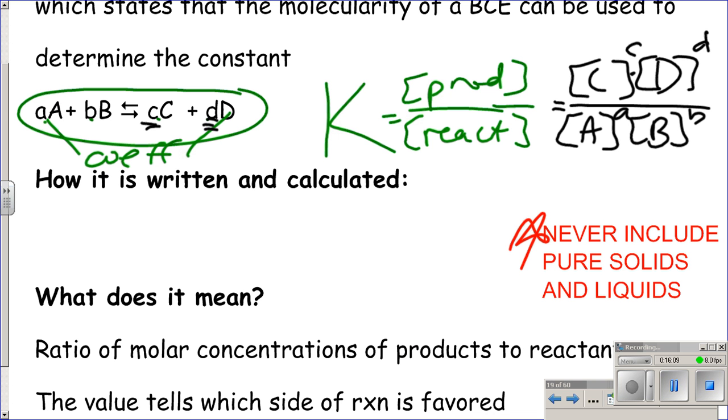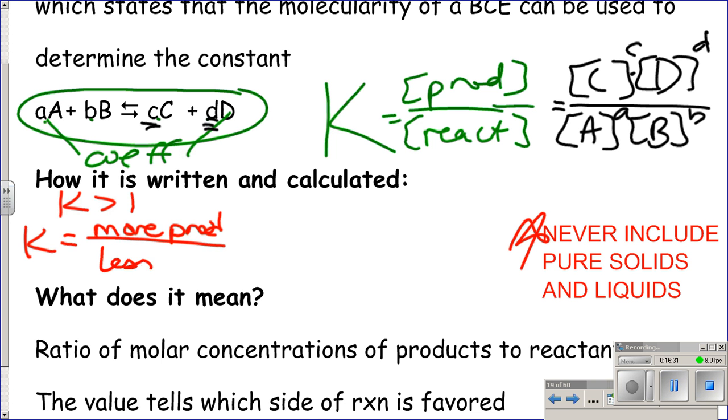So mathematically, this does make sense. You told me K greater than 1 meant who was favored, products or reactants? Products. So for the K value, which is greater, the numerator or the denominator, to make K greater than 1? Numerator. So you have more products over fewer reactants. That's why that makes sense. How does K get greater than 1? You had a bigger numerator. What does a bigger numerator mean? More products. That's why K greater than 1 means products are favored. And then, same story, K less than 1. How does this ratio look?